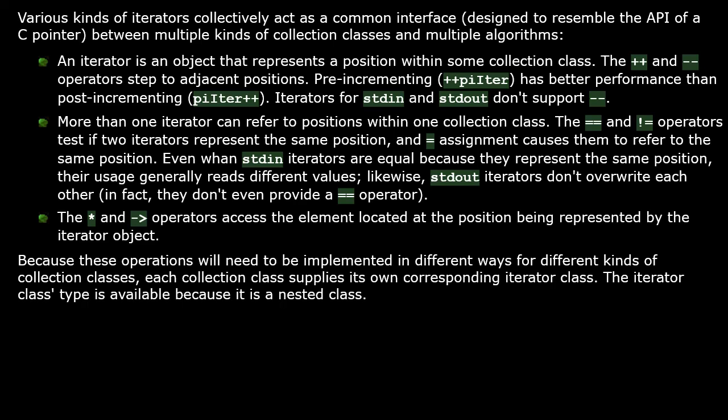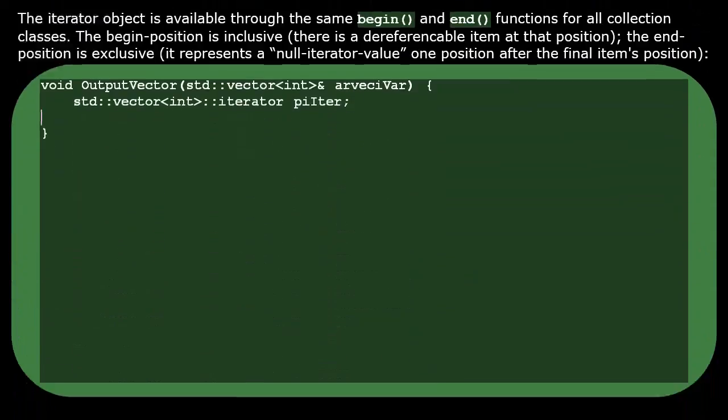Because these operations will need to be implemented in different ways for different kinds of collection classes, each collection class supplies its own corresponding iterator class. That iterator class's type is available because it is a nested class. The iterator object is available through the same begin and end function calls for all collection classes.